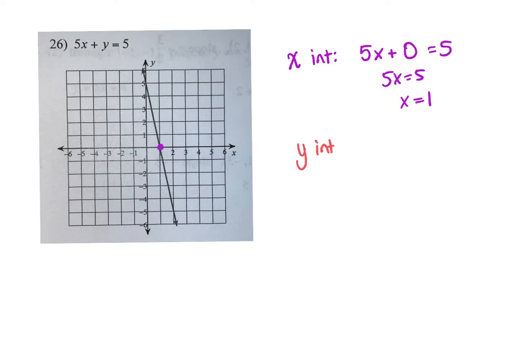For the y-intercept, you make your x 0. 5 times 0 plus y equals 5. This zeroes out, so y equals 5. You'll notice you're going to plot that point on the y-axis at 5. And then to graph it, you're literally just going to connect those dots. Connect these dots here, and that is how I get my line.